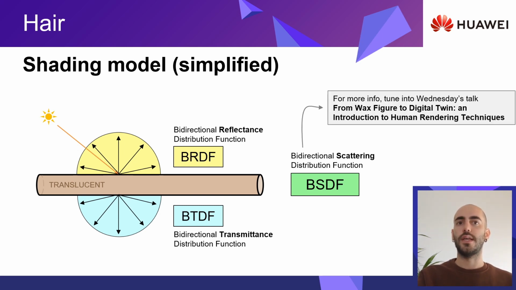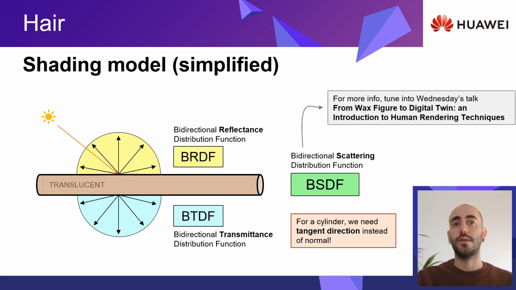The actual BSDF details are a bit more involved, so its corresponding parameters are exposed in O3D in a separate advanced option groups. For more details about it, I suggest tuning into the talk that has place on Wednesday called From Wax Figure to Digital Twin, an introduction to human rendering techniques. An important note is that in the case of cylinders and a given longitudinal value, the normal corresponds to a plane instead of a single direction. So this is why the shading model requires the tangent direction instead.